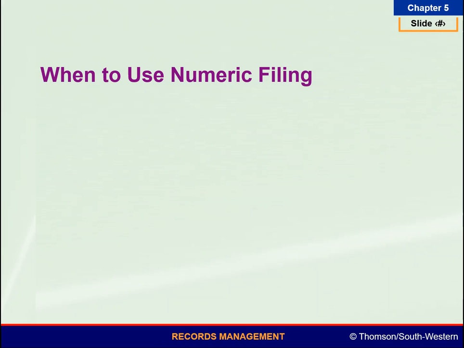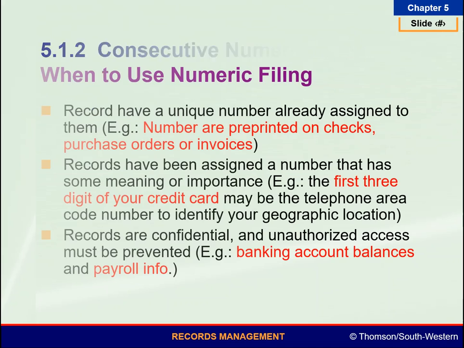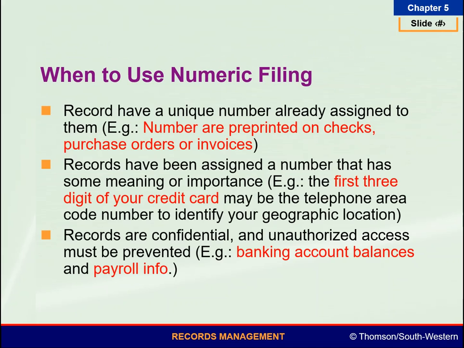So next one. When are we going to use the numeric filing? Records have a unique number already assigned to them. For example, numbers are pre-printed on checks, purchase orders, or invoices. I do believe the majority of you have experience buying online through Shopee or Lazada and so on. And when you receive an invoice from the seller, you will receive a pre-printed number of your purchase.